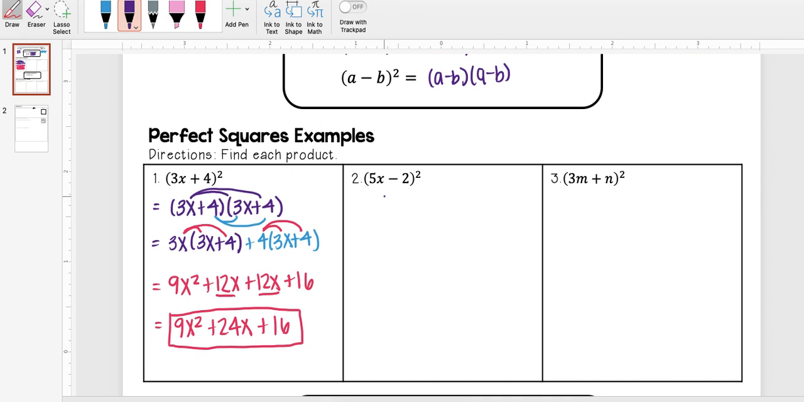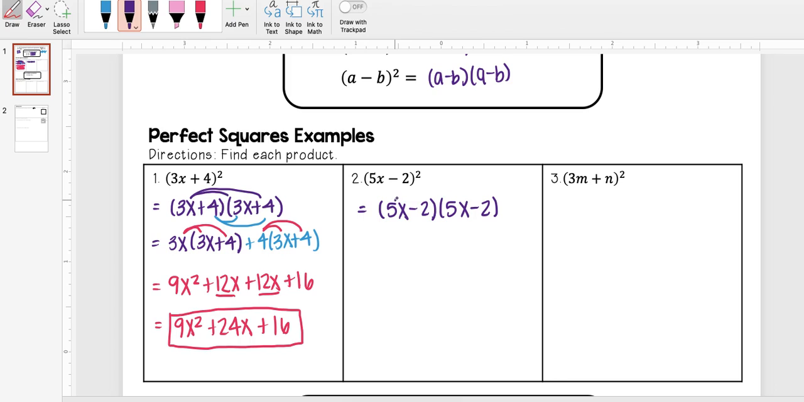Okay, let's try another one. So now I have 5x minus 2 quantity squared. So the same thing as 5x minus 2 times 5x minus 2. And so I'm going to go ahead and do a shorter way than this way. I'm just going to skip this second step and go straight to multiplying.